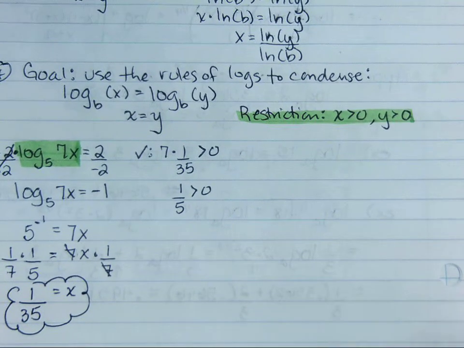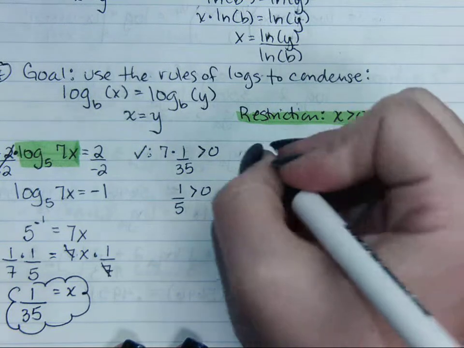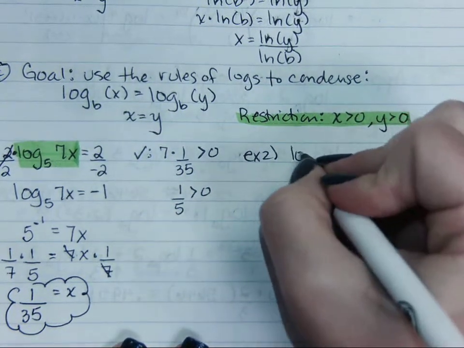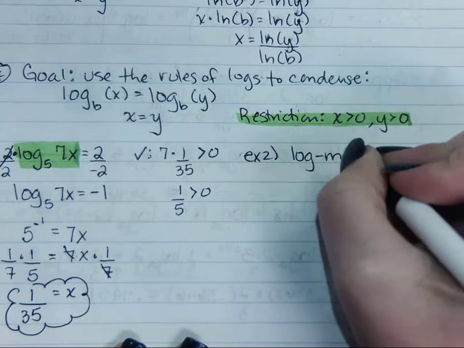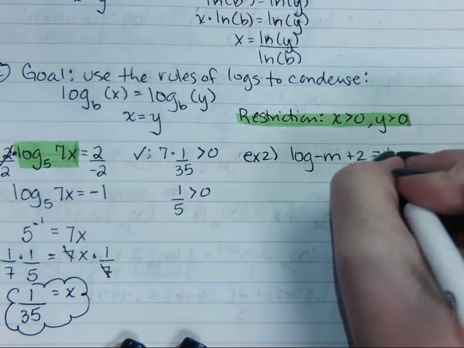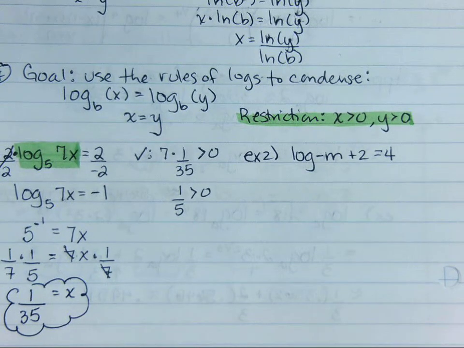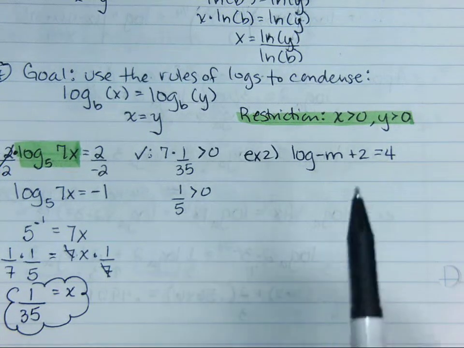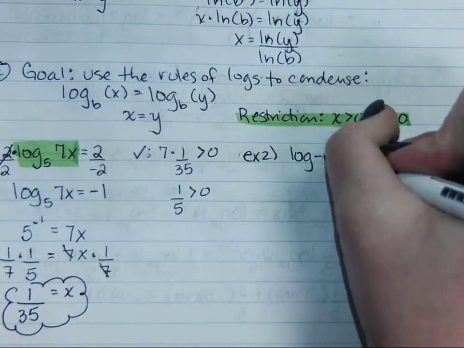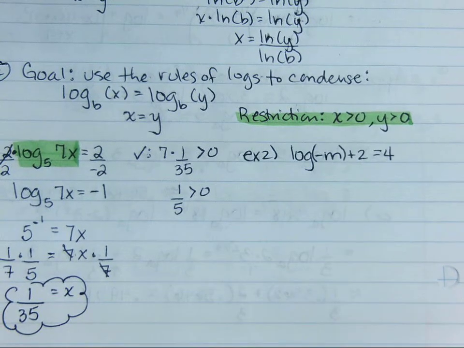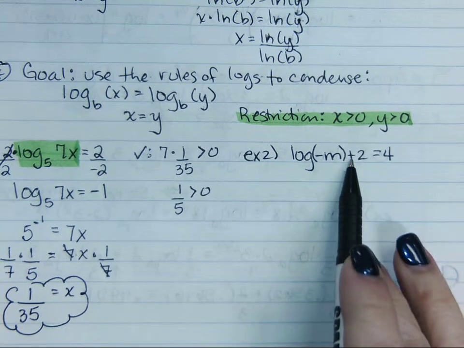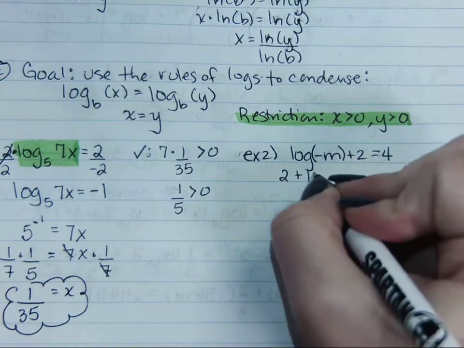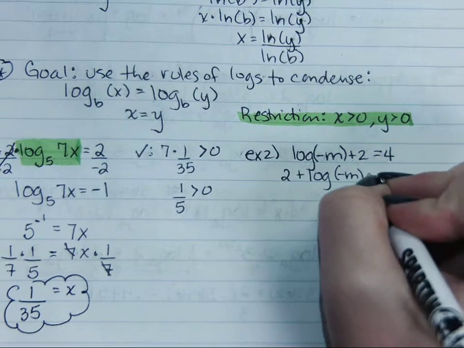Very similar type 1 example. And so now what we have is log of -m plus 2 equals 4. Now if there's no parentheses written, this plus 2 is happening after the fact. So really, with or without parentheses, the parentheses are only isolating the variable attached to log. Once you have an additional operation, that's happening differently. So this is the same thing as having a 2 plus the log of -m equals 4.